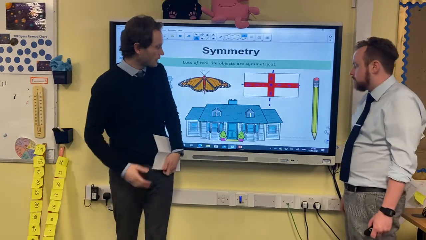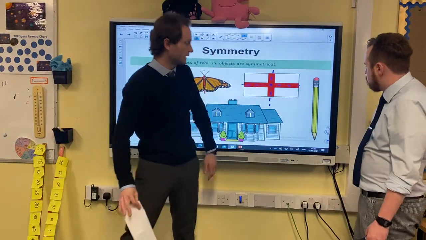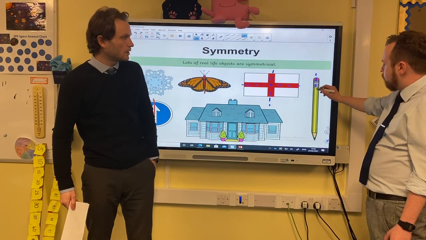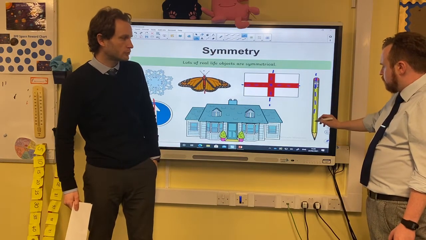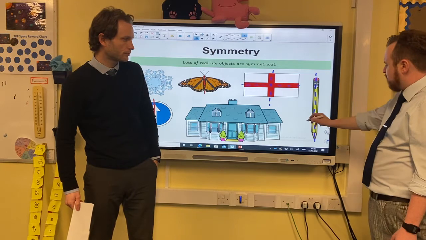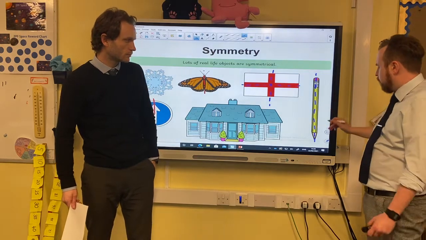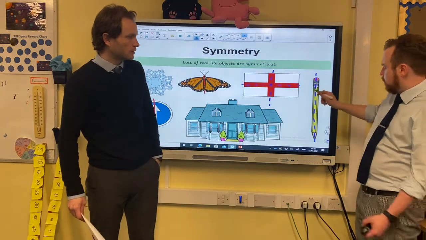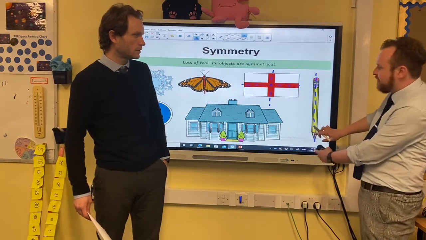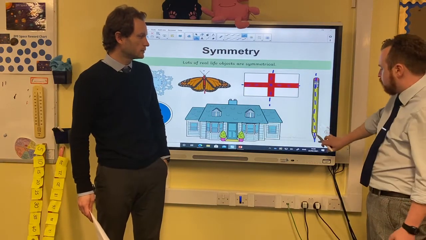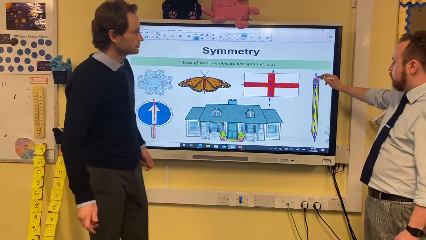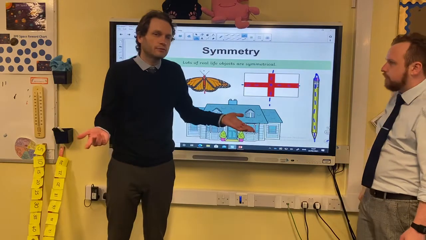Absolutely. Okay, how about this pencil, Mr. Lake? Well, I think we could definitely do it going vertically down, couldn't we? Because that side's a mirror image of that side and vice versa. But I don't think you could do it horizontally because the bottom bit, again, it's like the house we looked at before. There's a triangle down here, but there's not at the top. You need a triangular shape at the top. It wouldn't be the same.